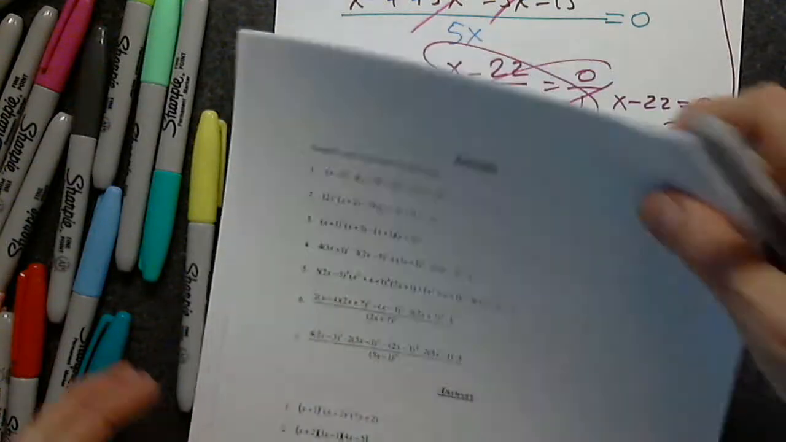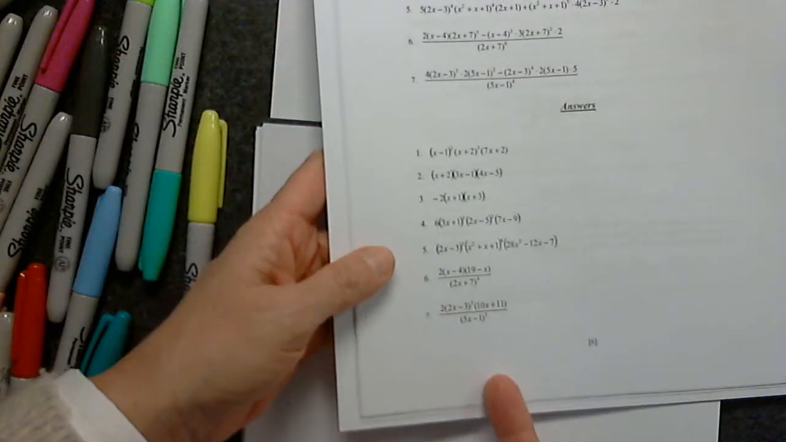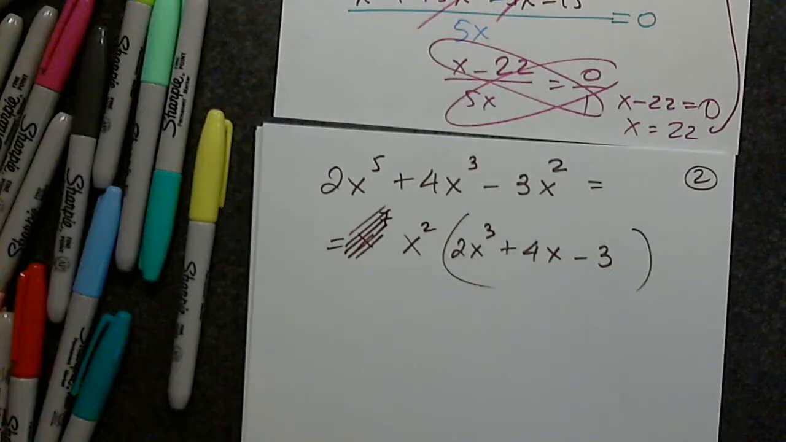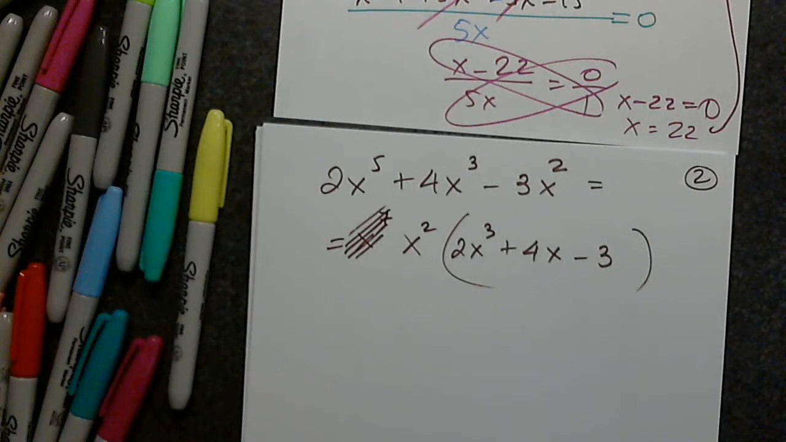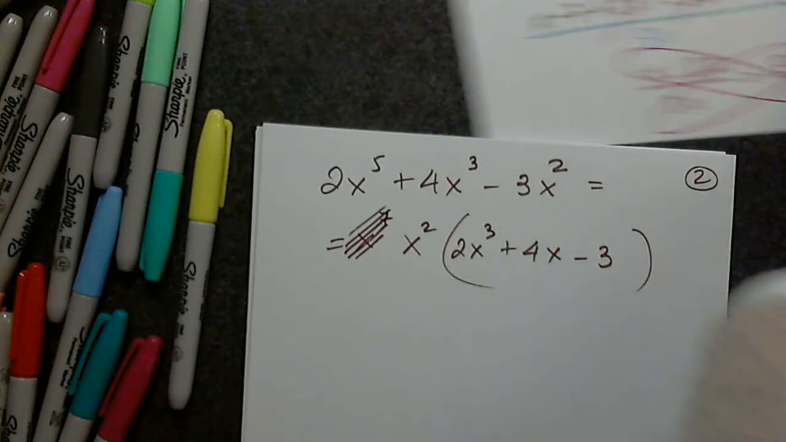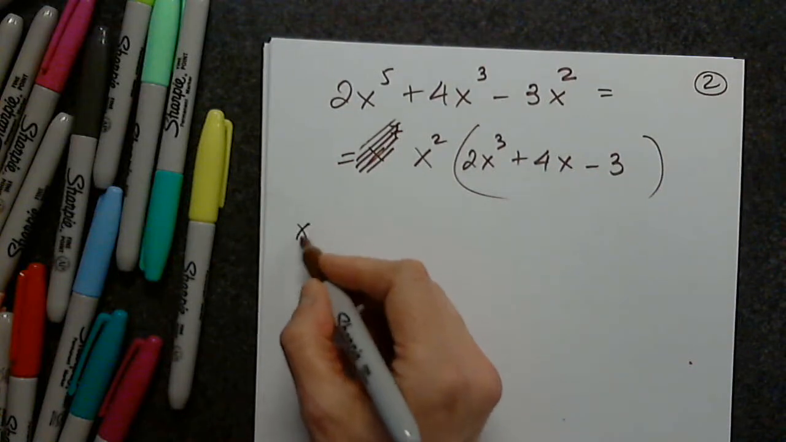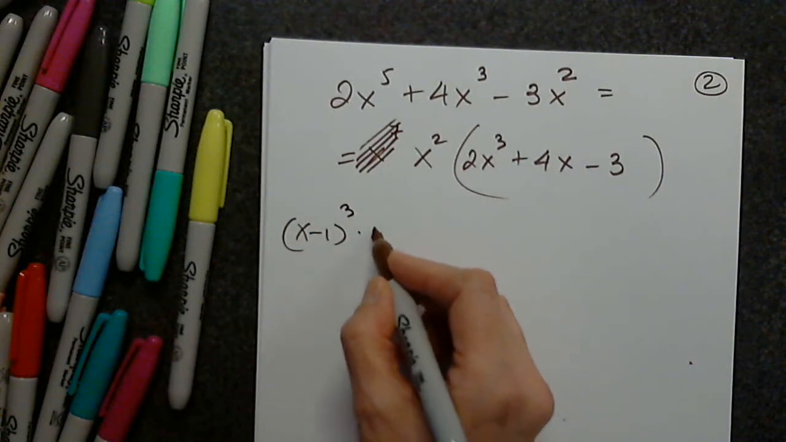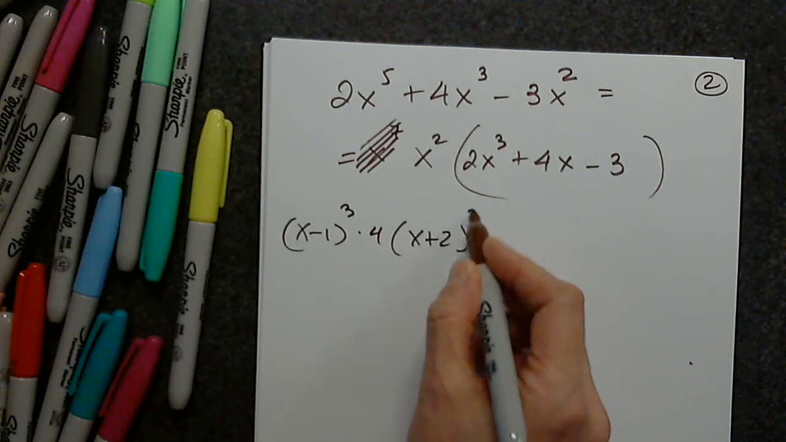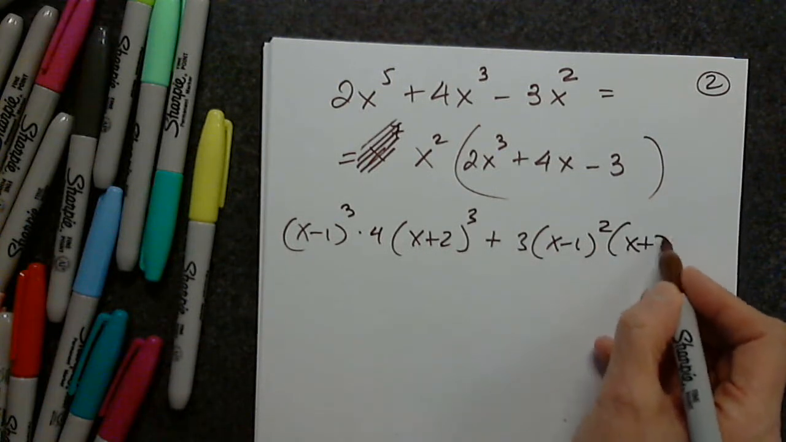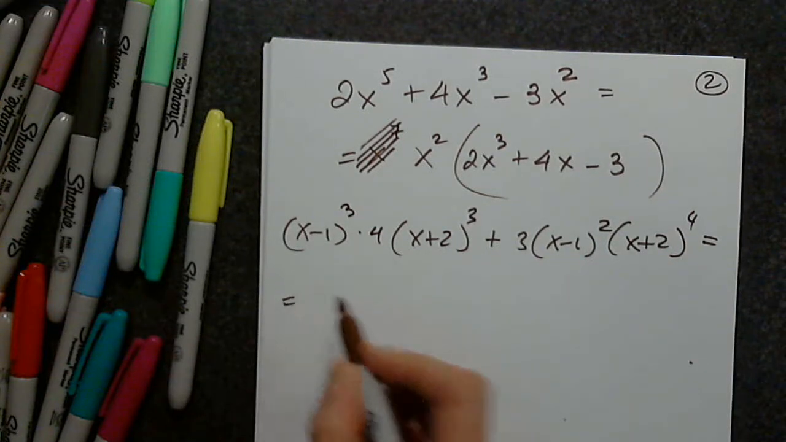The answers are right here. They're not showing you the steps. This is not a document that I created, so I will not take credit for it. So, which problem? In number 1, we have x minus 1 to the 3rd multiplied by 4, by x plus 2 to the 3rd, plus 3, x minus 1 squared, and x plus 2 to the 4th.